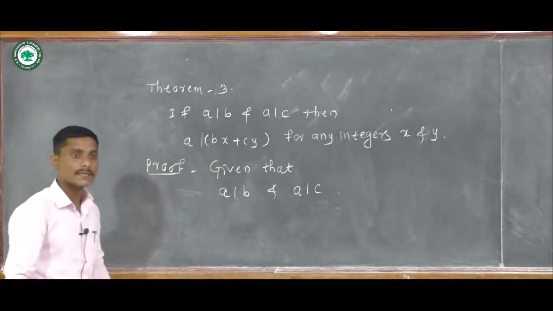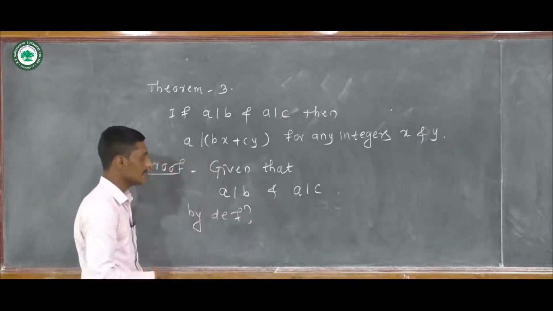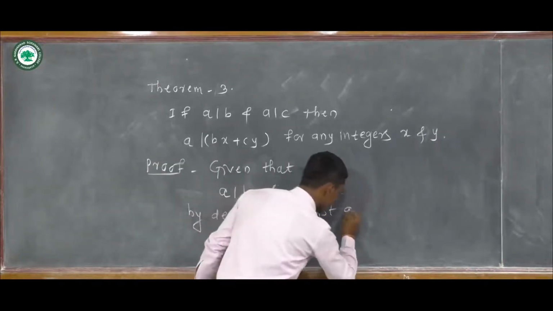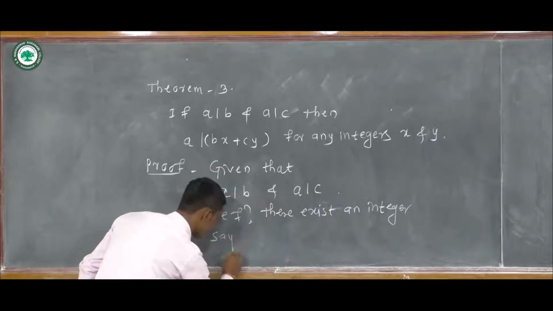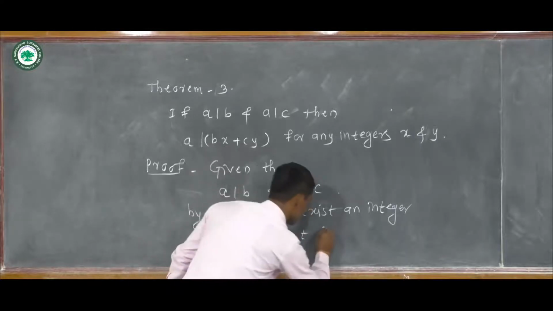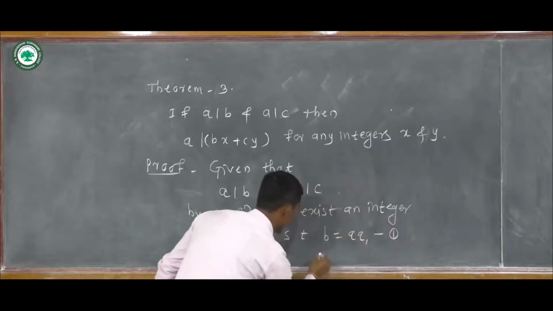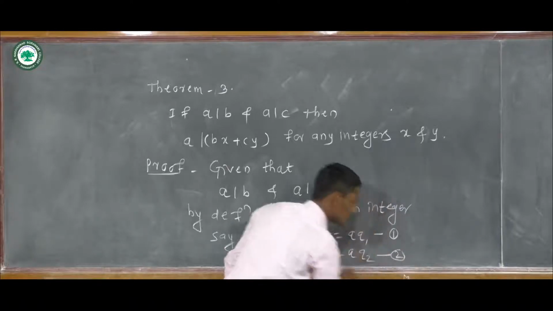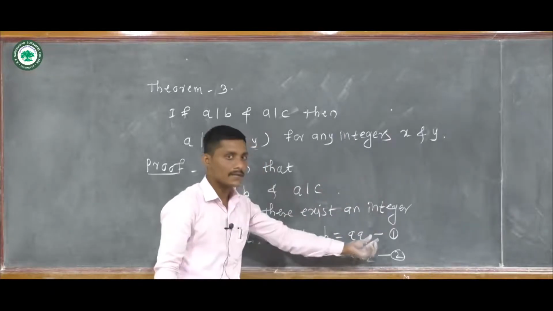Now again, by the definition of divisibility, there exist integers, say q1 and q2, such that b is equal to a into q1, say equation number first, and c is equal to a into q2, say equation number second. Now multiply equation first by x and equation second by y.